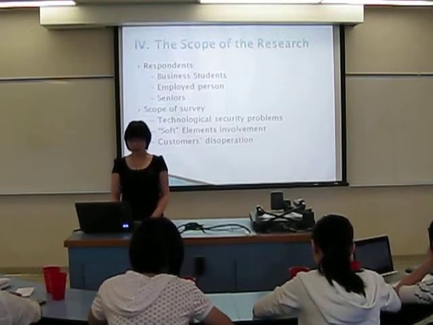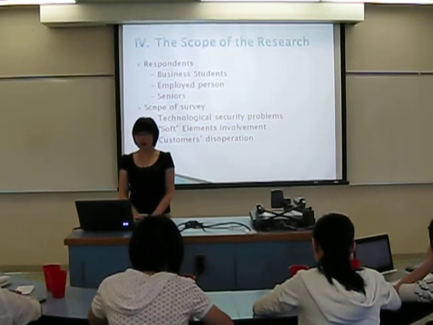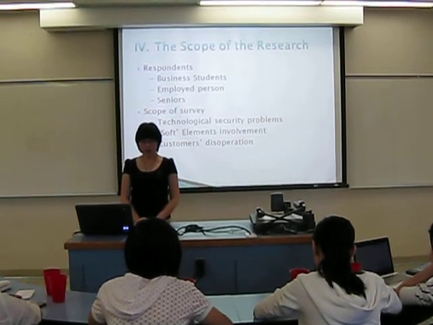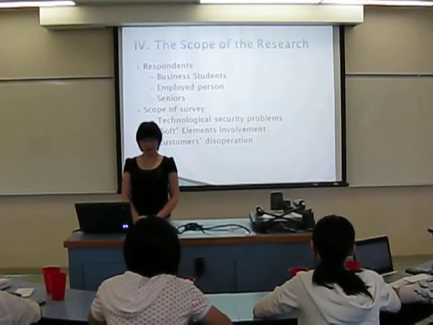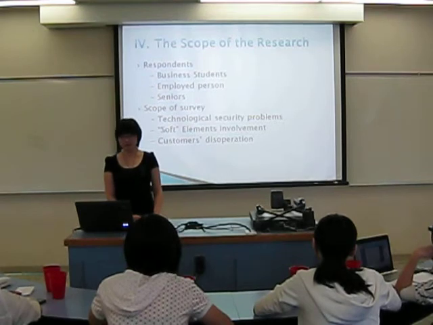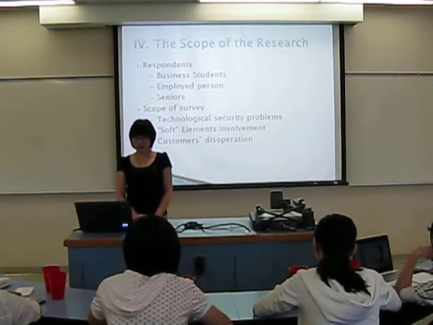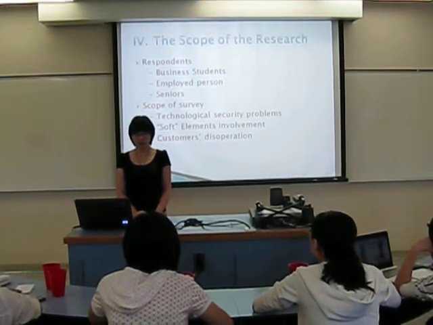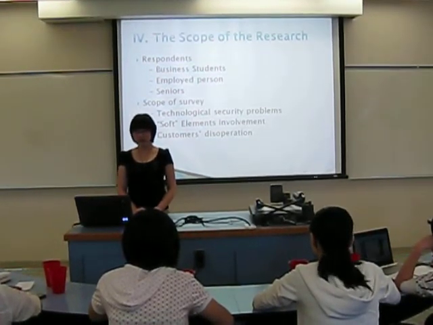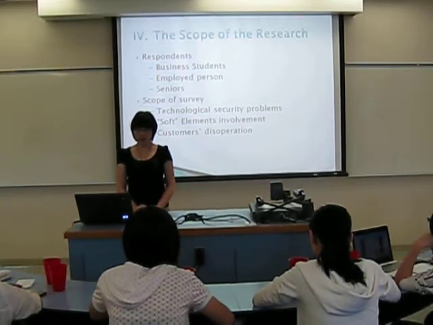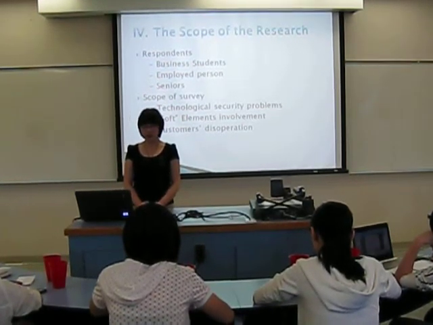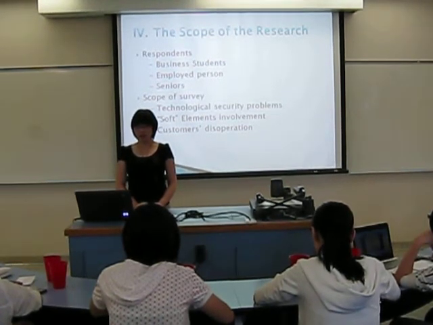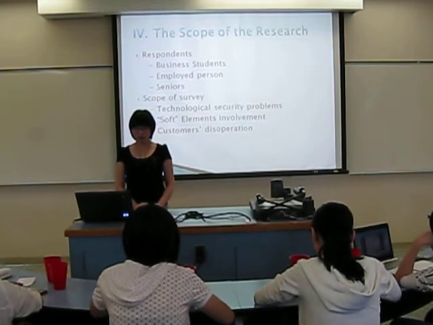The next one is the scope of the research. This part can also be divided into 2 parts. The first is the respondents, and the next is the scope of the survey. The respondents can be classified into 3 groups: business students, employed persons, and seniors. This classification is determined by personal status and age. I could find different views of online banking from different kinds of individuals.